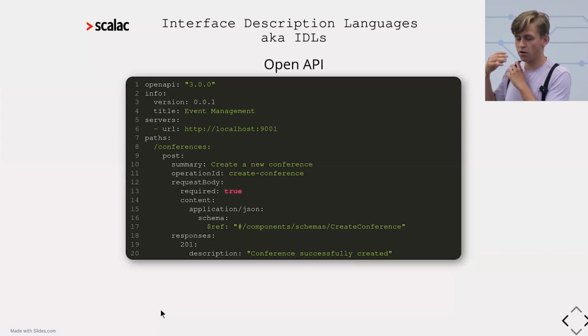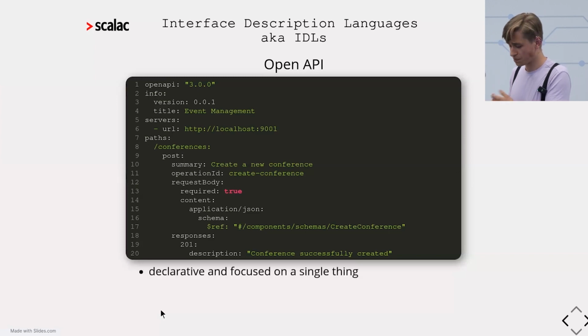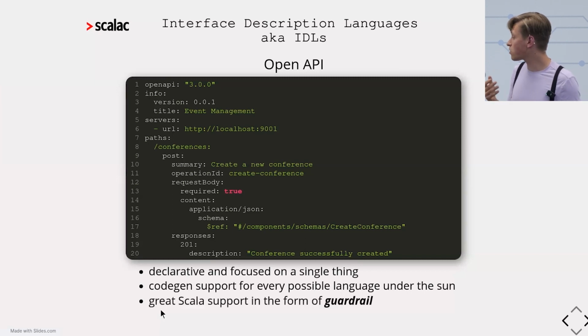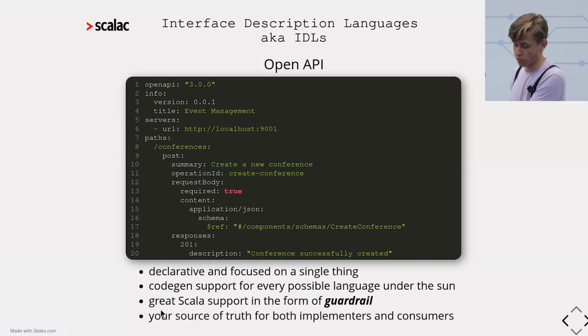So what they are: they're usually declarative and focused on a single thing. In the case of OpenAPI, at least, they have codegen support for every possible language under the sun. So basically, if it has a compiler, it probably has a code generator for that specific IDL, or rather for OpenAPI in this case. And OpenAPI has great Scala support in the form of guardrail, and it's basically your source of truth for both implementers and consumers. So that's basically your whole documentation right here.